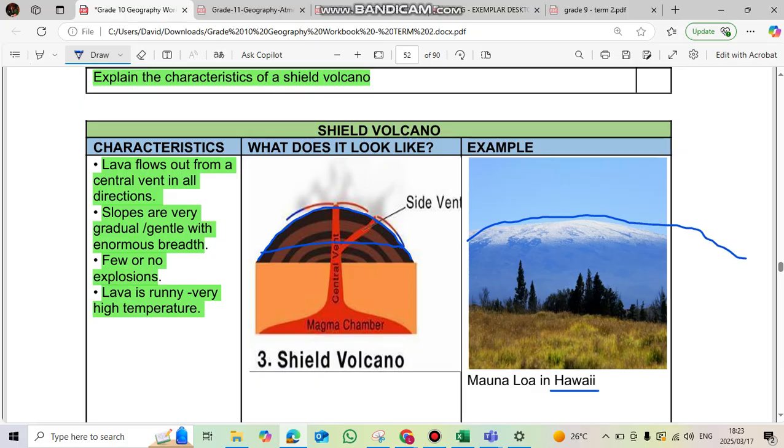With these volcanoes, they have a main central vent and they can also have side vents. There are very few explosions taking place. And when we do have an eruption, the lava flows very quickly down the slopes, almost as fast as a flooded river, because the temperature of the lava is extremely high. So meaning that the lava is very hot.